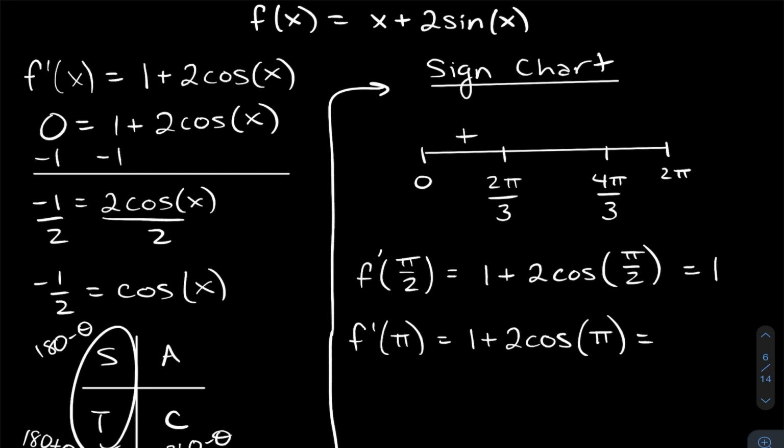1 plus 2 cosine of pi is going to be 1 minus 2, because cosine of pi is negative 1. And so right here, we're going to get negative 1. That's negative.